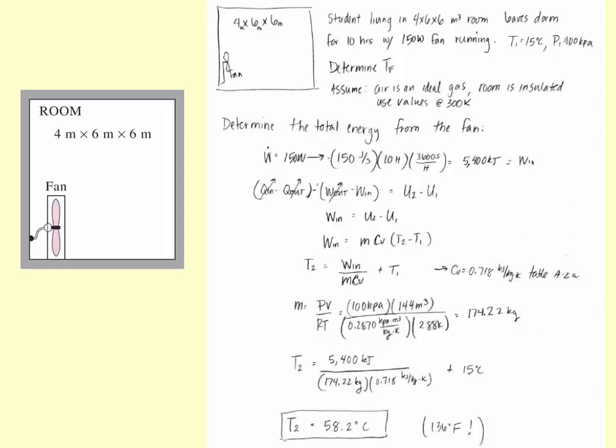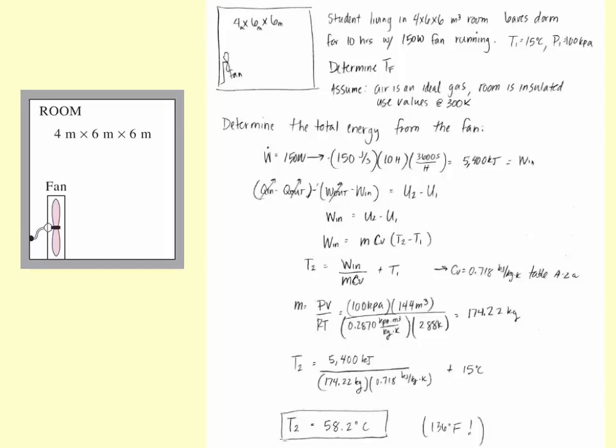Q in minus Q out plus work in minus work out is equal to what? Is equal to big U2 minus U1, or M times U2 minus U1. Okay, so what information do we know in this problem? Is there Q in? There's a truck driving by, I can't hear you. Q in? There's a Q in?